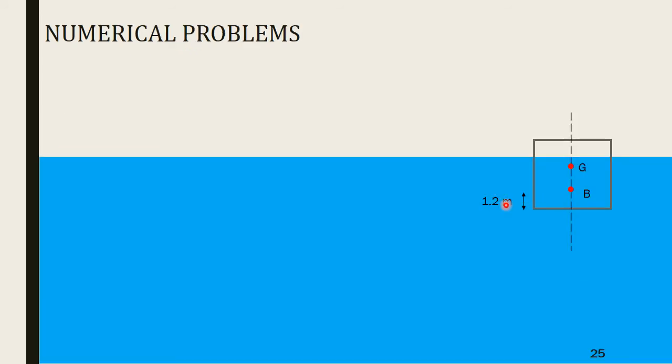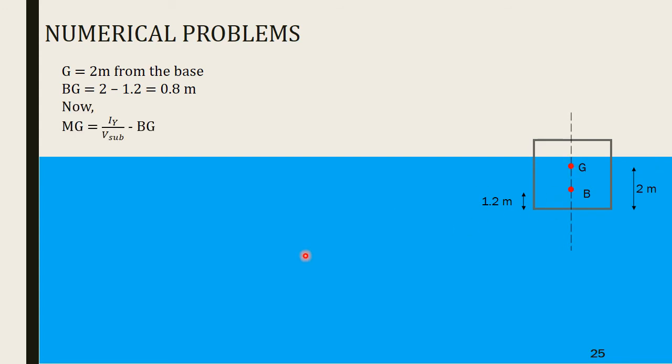So B is at 1.2 meter from the base and G is 2 meters from the base. And so BG can be given as 2 minus 1.2, which is equal to 0.8 meters. So BG can be found out. Now MG is given by Iy by volume of the submerged portion minus BG.